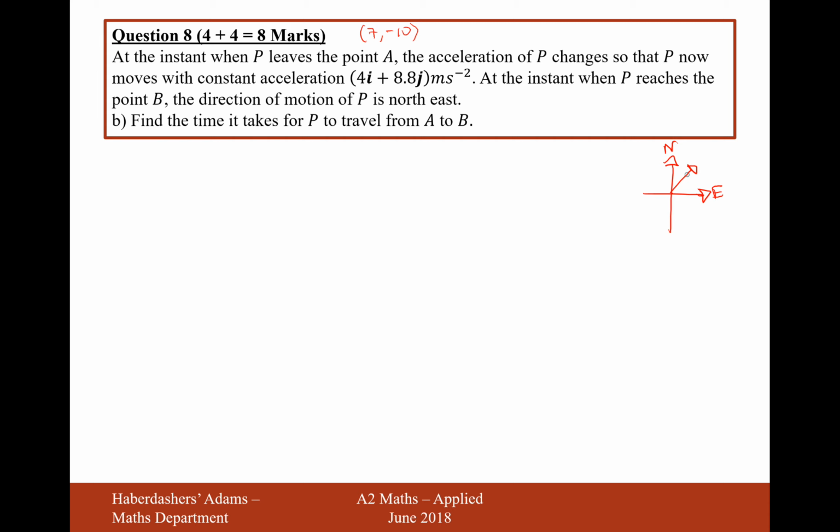So it doesn't tell us what the magnitude is, but the same amount east will be travelled north as well, because it's a velocity vector. So the direction of motion is northeast. Find the time it takes for P to travel from A to B. So I think what we need here is to use, since this is constant acceleration, our SUVAT formulas.